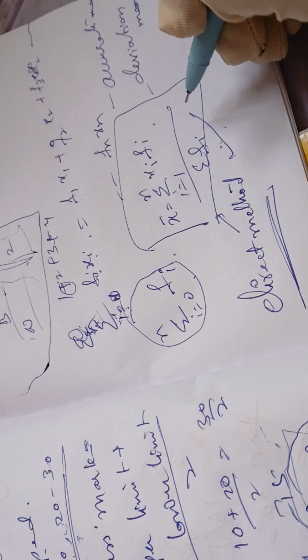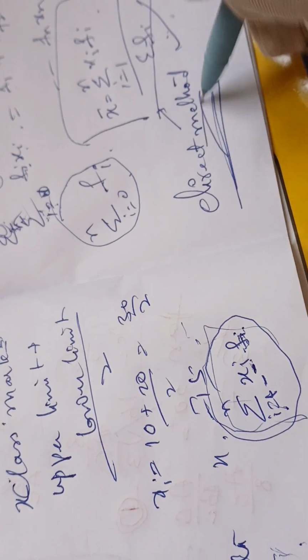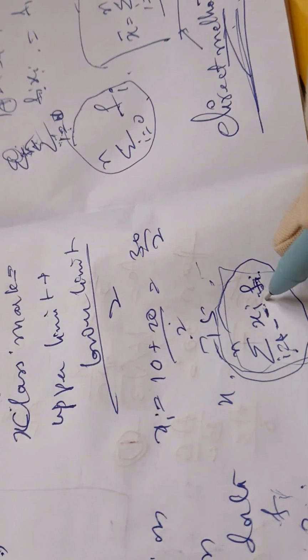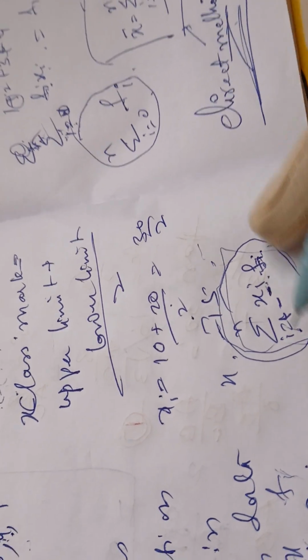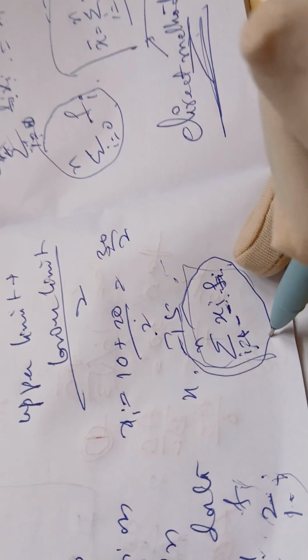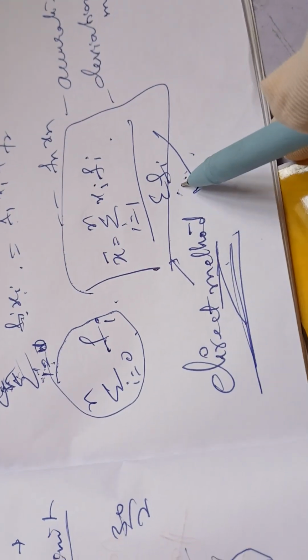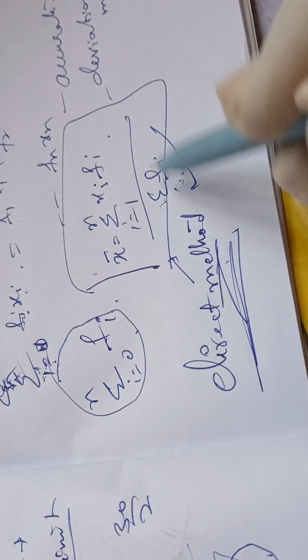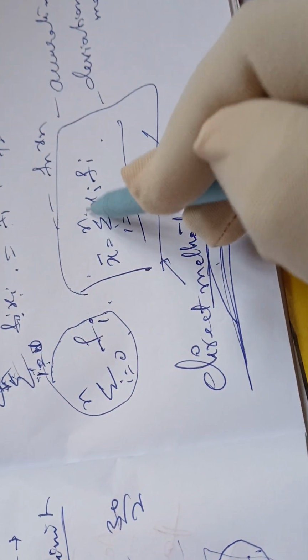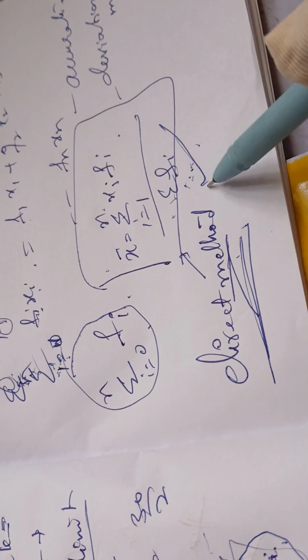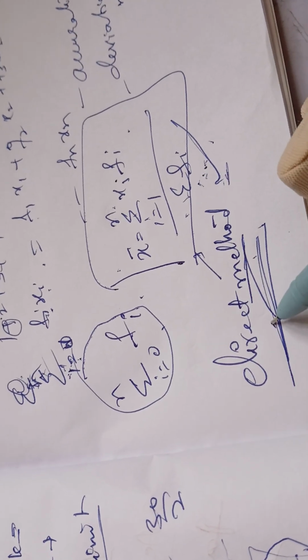The first method for grouped data is the direct method. Here the classes will be given, you have to find out xi. After finding xi, we have to take the fi xi product and sum all the fi xi, and you will get this summation. Then find the sum of all the fi's, you will get the summation of fi. Then divide summation fi xi by summation fi. This we will get as the mean. And this is the direct method.